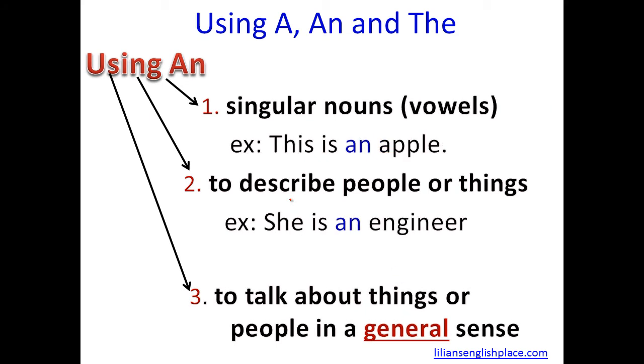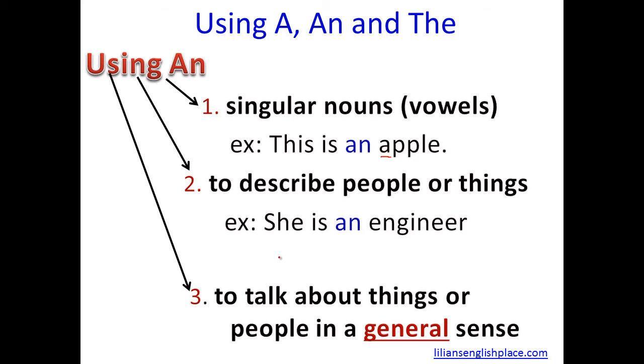Using an. We use an for singular nouns, and here in parentheses I have written vowels. It just means that nouns that begin with a vowel, such as we have apple here. Example, this is an apple. We use an to describe people or things. For example, she is an engineer. And we use an to talk about things or people in a general sense. So we have similar usages for a and an.